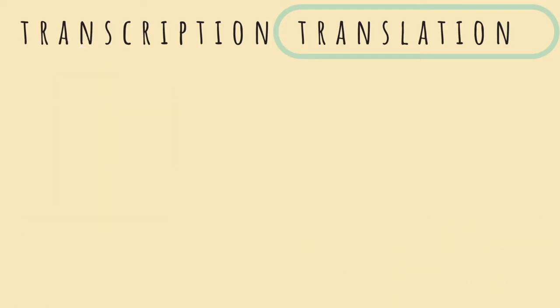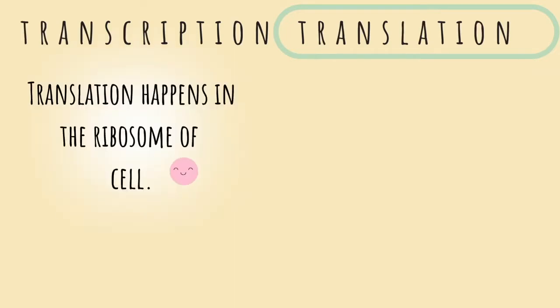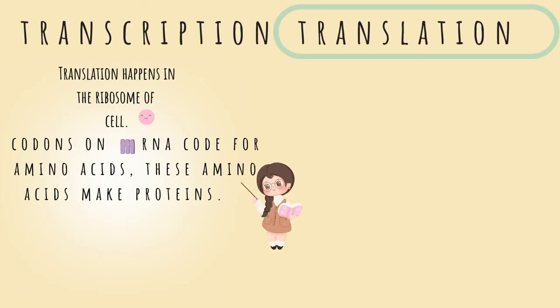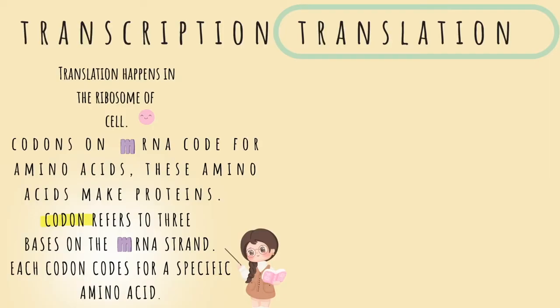Here is where translation begins. Translation happens in the ribosomes of the cell. Codons on mRNA code for amino acids. These amino acids make proteins. Remember, amino acids are the monomers of proteins. Codon refers to 3 bases in a row on the mRNA strand. Each codon codes for a specific amino acid.